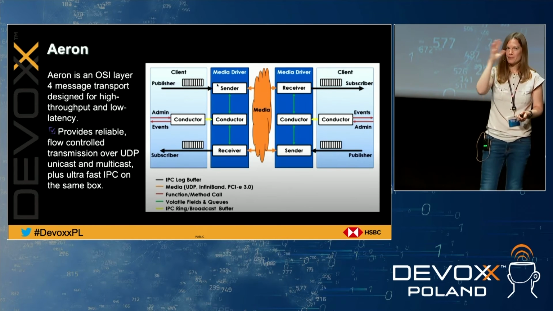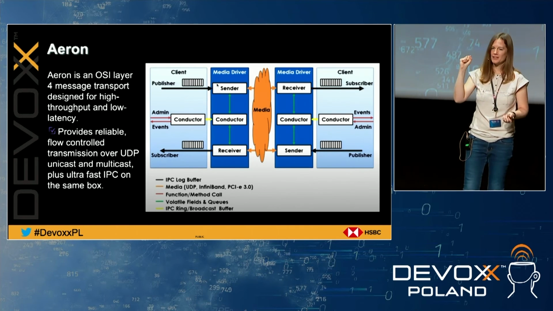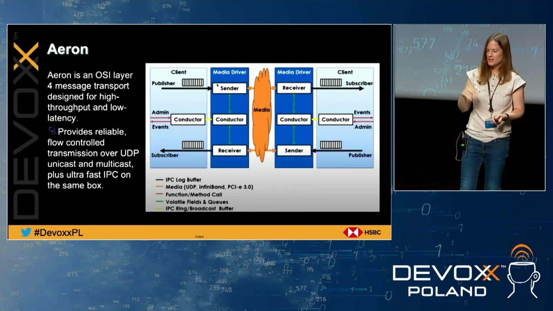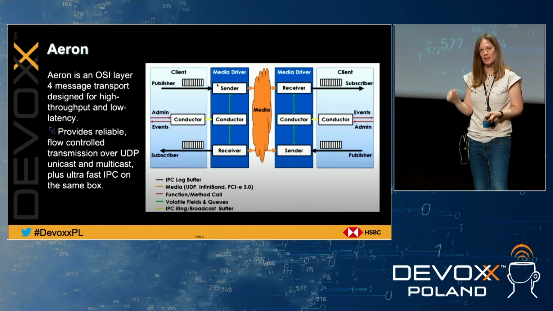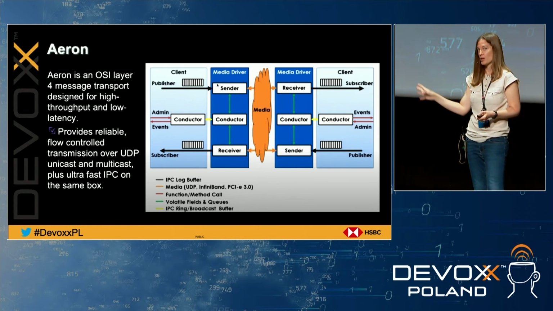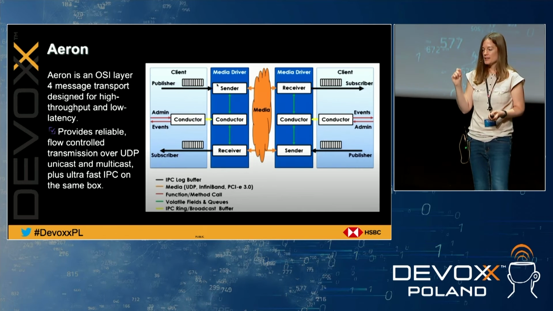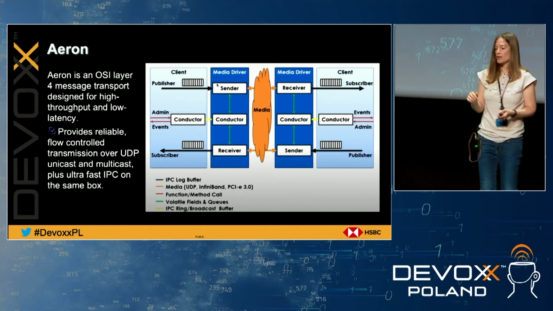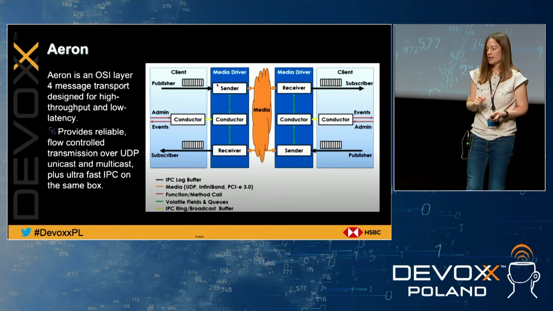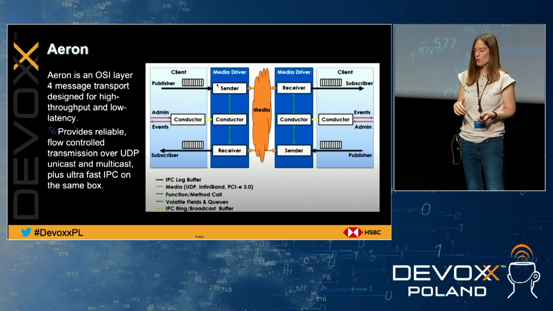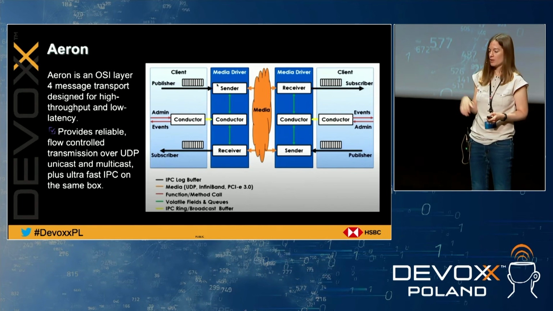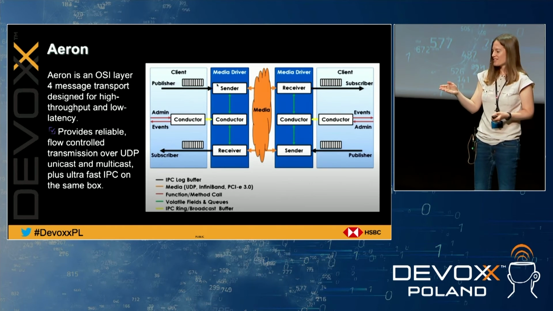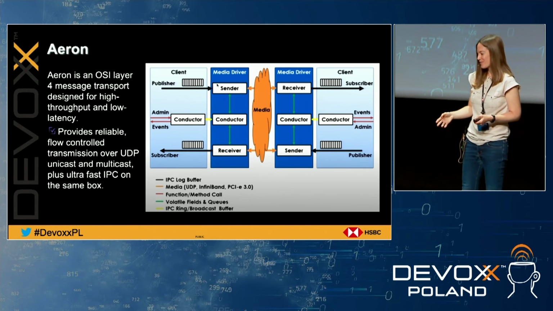So we've talked about a lot of things: the design, the SBE binary protocol, how you measure latency, and Solarflare. Let's end with Aeron, which is our really fast message transport layer that we're using. It's an open source library, again written by Martin Thompson. It's OSI layer 4, designed for high throughput and low latency. It provides reliable flow-controlled transmission over UDP, unicast and multicast, as well as ultra-fast inter-process communication on the same box. I've taken this diagram from Martin Thompson's presentation.